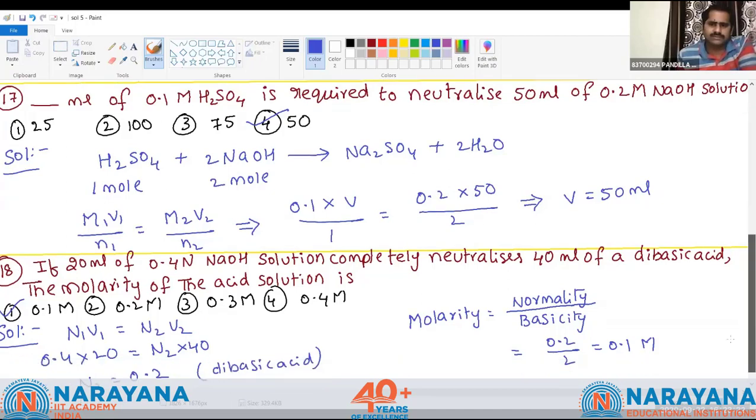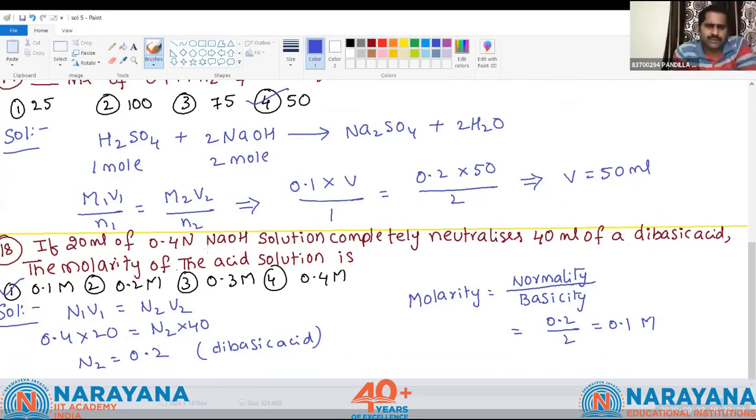Please observe. If 20 ml of 0.4 N NaOH solution completely neutralizes 40 ml of a dibasic acid, the molarity of the solution is 0.1 M, 0.2 M, 0.3 M, 0.4 M. 4 options are given. The first option is correct. For that, what is the formula? N1V1 is equal to N2V2. N1 is 0.4, V1 is 20, that is equal to N2, which we have to calculate, V2 is 40. We got N2 as 0.2, but it is a dibasic acid. Molarity is equal to normality divided by basicity. So we got the answer 0.1 M molarity.